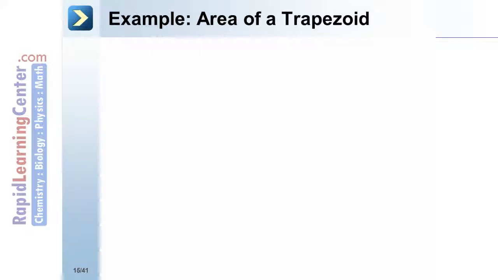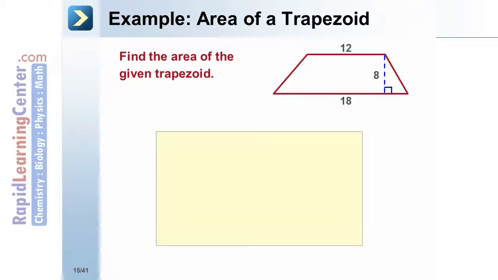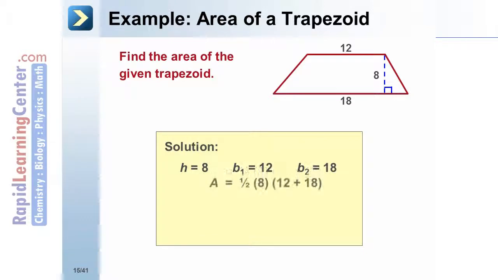Example: area of a trapezoid. Find the area of the given trapezoid. Solution. The figure shows that H equals 8, B sub 1 equals 12, and B sub 2 equals 18. Substitute these values into the area formula to get A equals 1/2 times 8 times the quantity 12 plus 18. Simplify to get A equals 120.